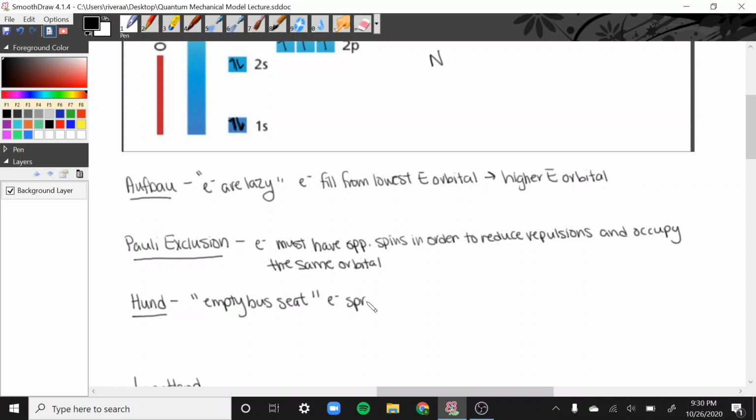Electrons spread out within a sublevel before pairing.